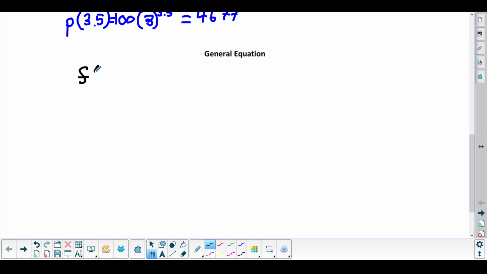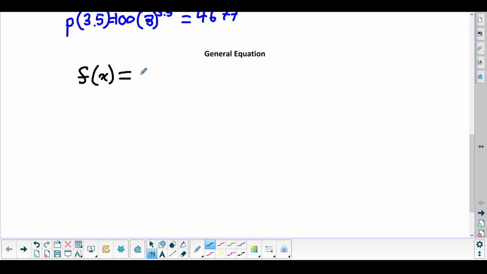f of x. Sometimes we might use P for population or A for amount. Sometimes we replace the f part of it with something that's a little more question appropriate. And sometimes we replace the x with, say, t for time, if we want to, but the form will always be the same.